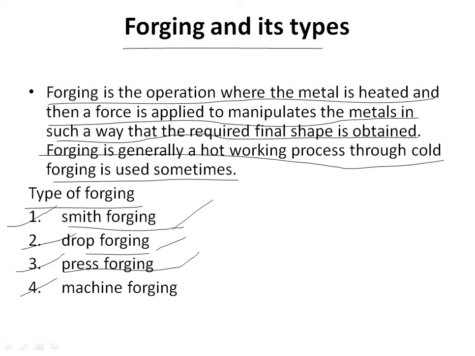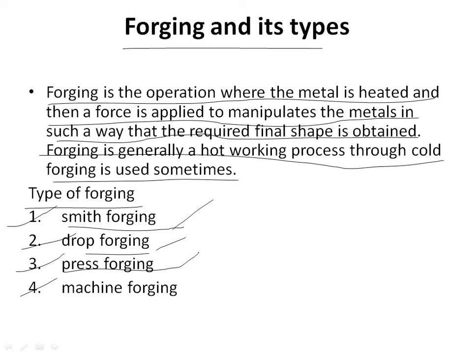Press forging dies are similar to drop forging dies, as is the process in press forging. The metal is shaped not by means of a series of blows as in drop forging, but by means of a single continuous squeezing action. What we have seen in drop forging was a series of blows. Here a single continuous squeezing action is obtained, by means of hydraulic presses.